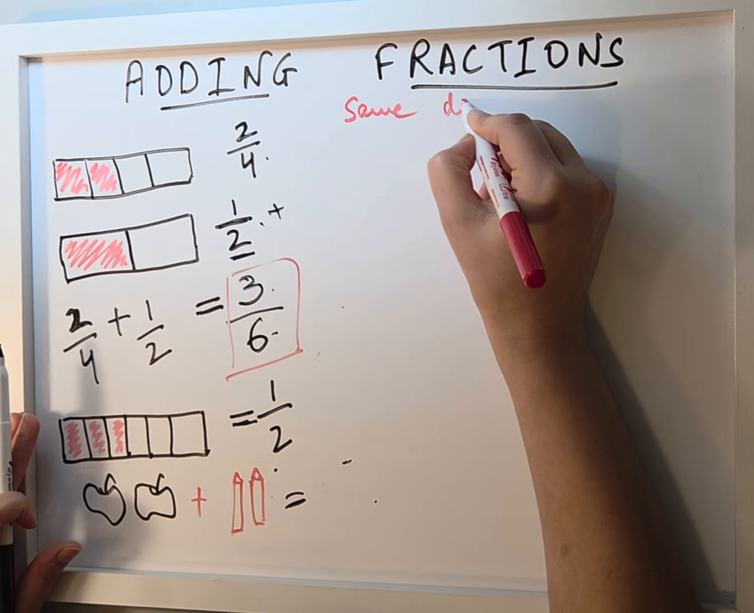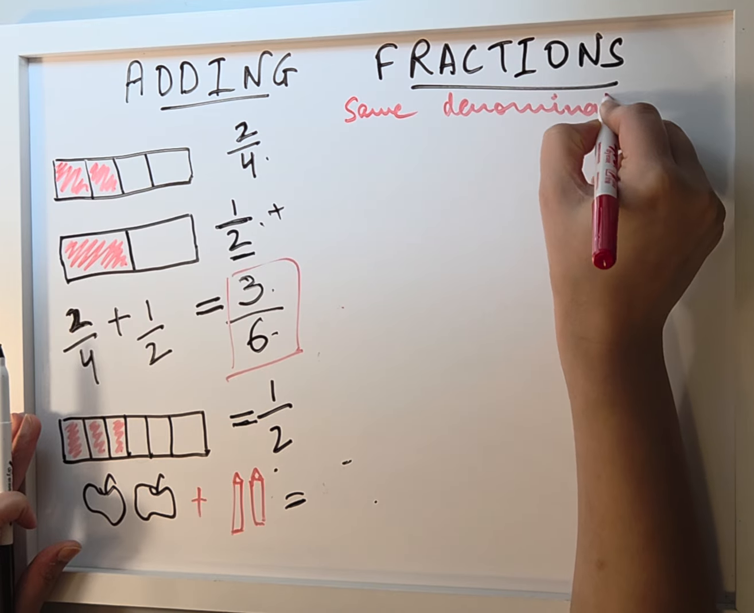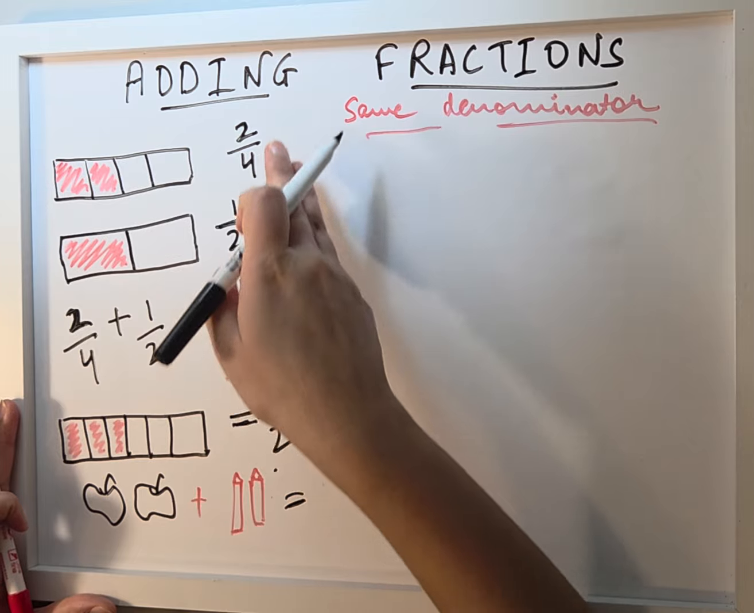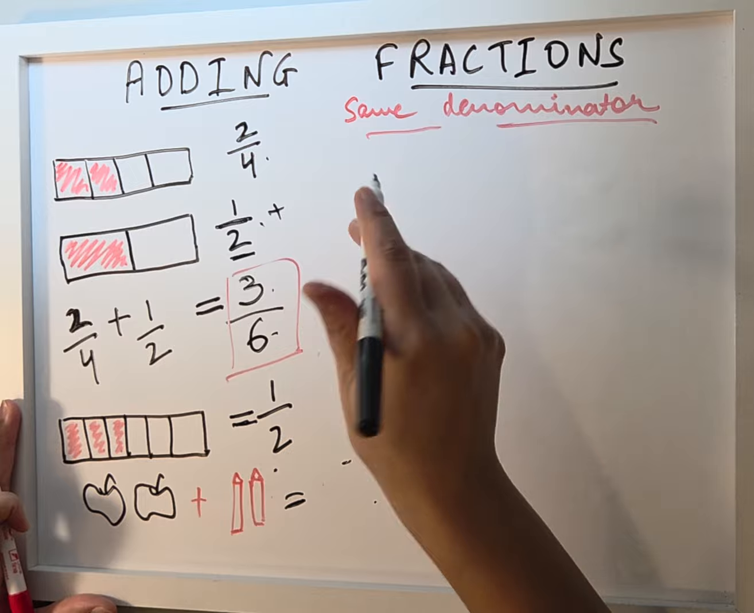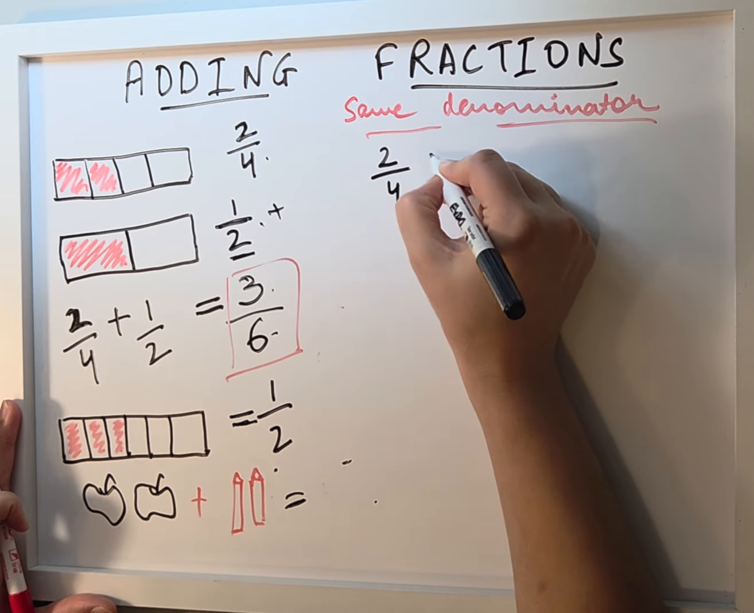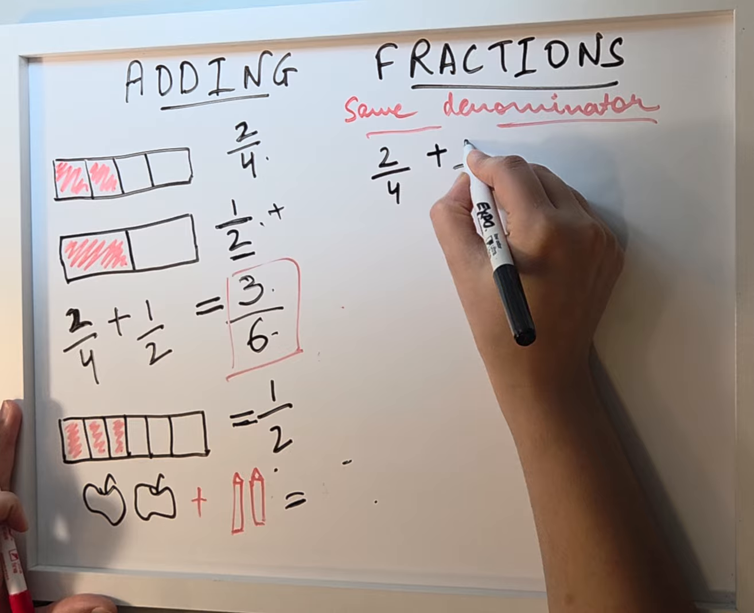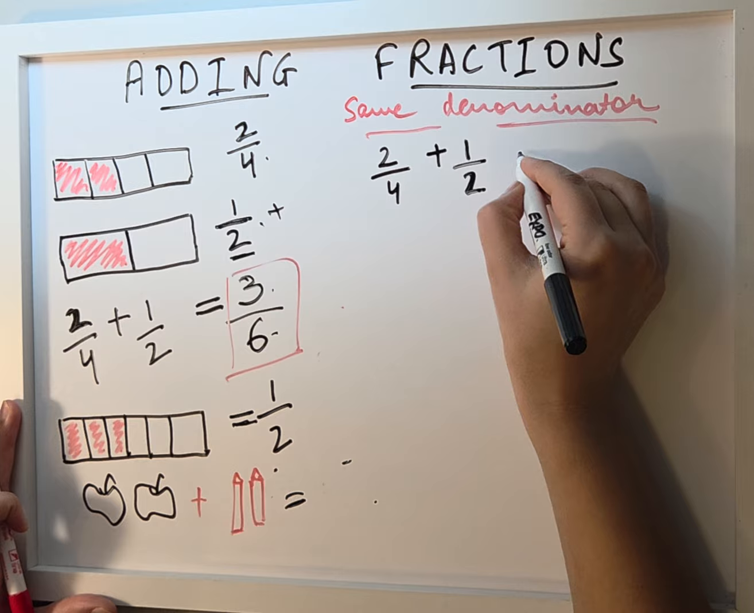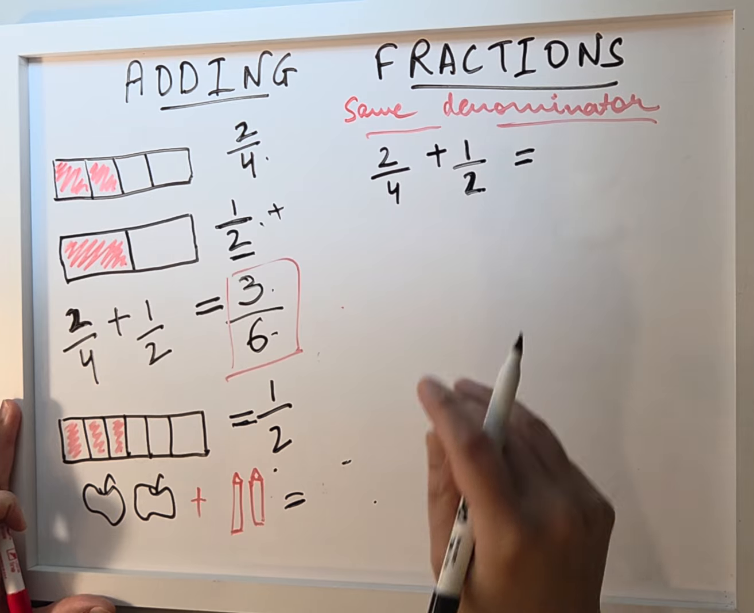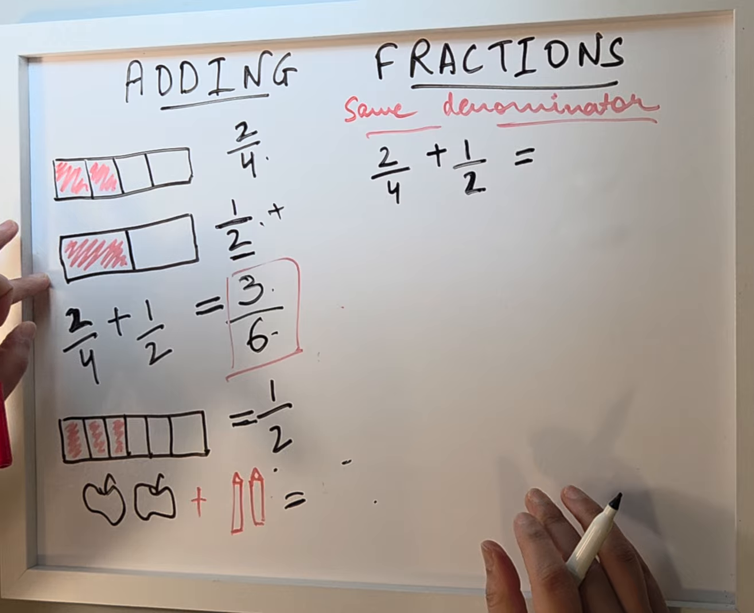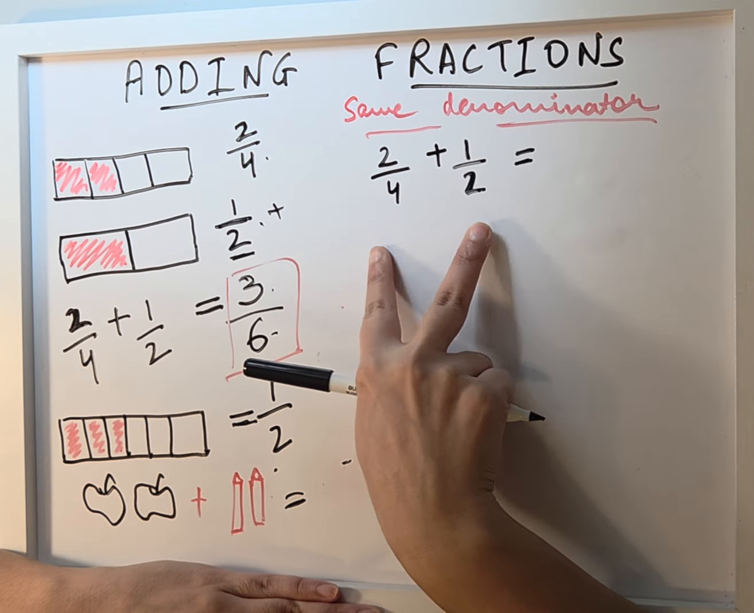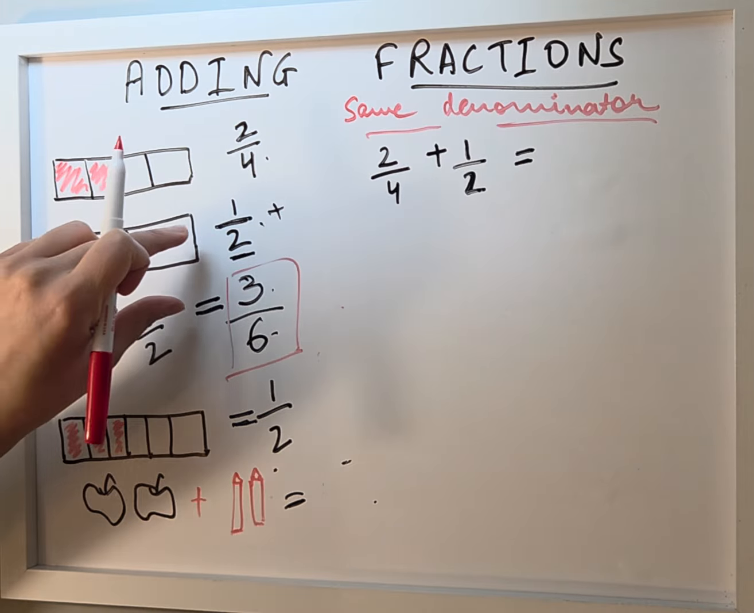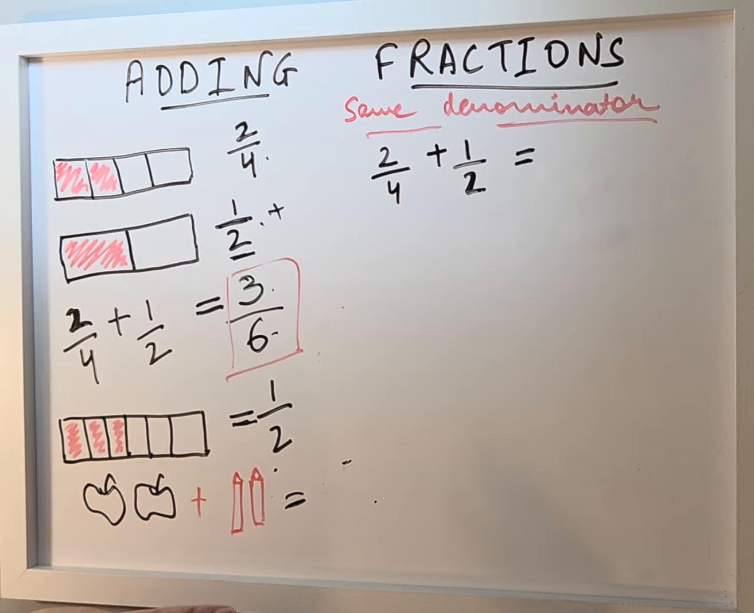That is why we have the concept of same denominator. So what does this mean? Let's try to solve this with the same denominator. We have the same problem: we have to add 2 by 4 and 1 by 2. To be able to add them, we have to make the denominators equal. If the denominators are equal, we are dividing both things into equal portions.